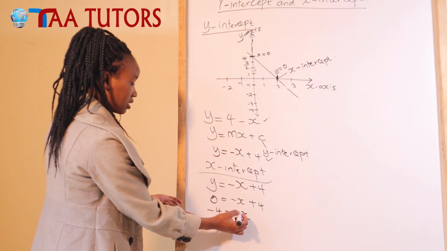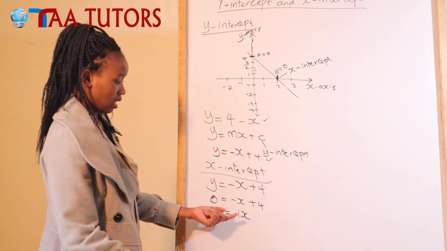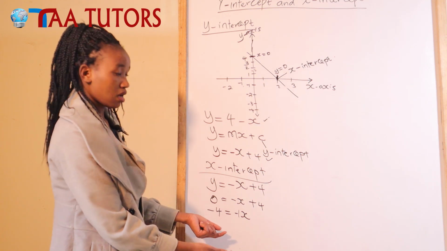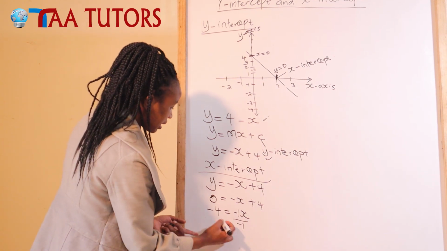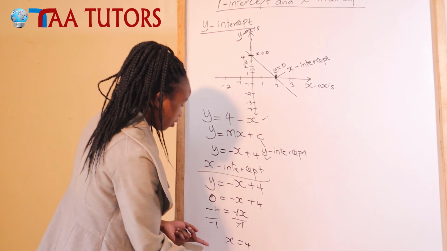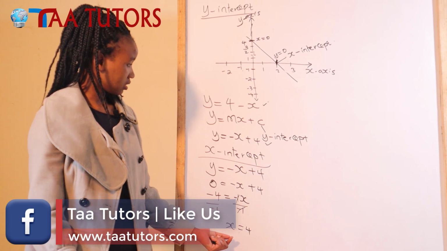This negative x means that there is a 1 here. Usually we don't write the coefficient when it is 1; we only write it when the coefficient of x is greater than 1. So we divide both sides by negative 1. The value of x equals 4. So this is the x-intercept. That is how you get the x-intercept.